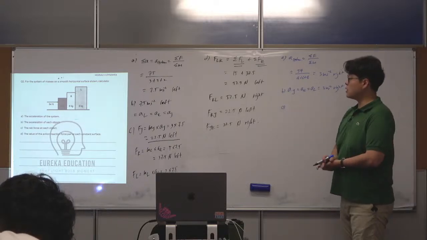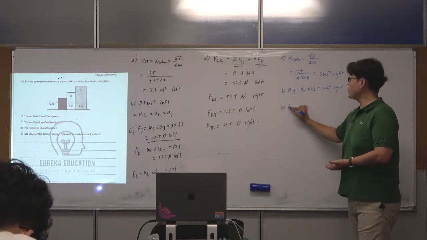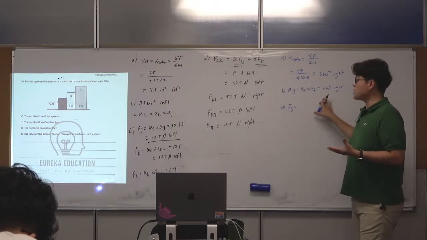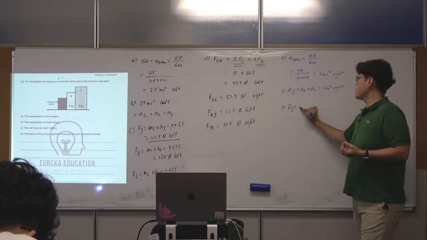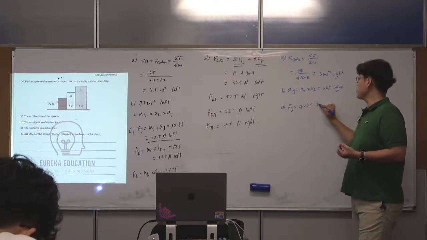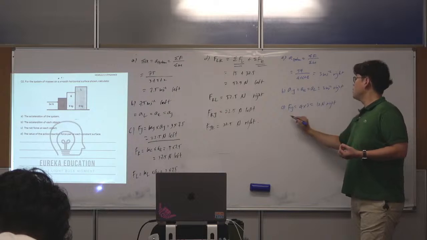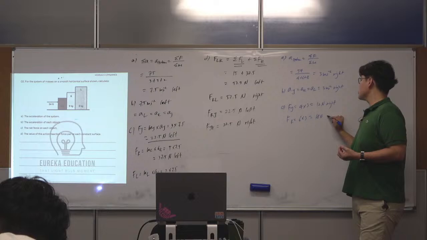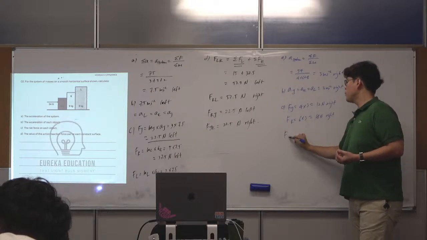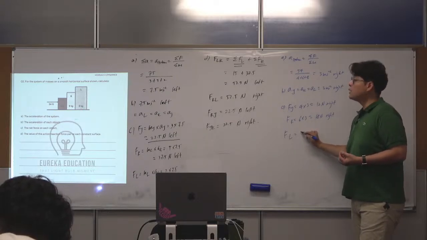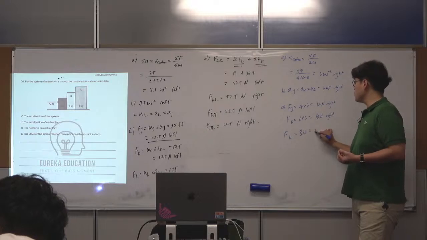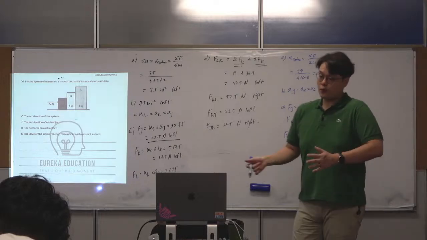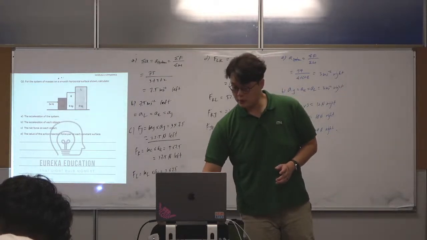Easy, up to here. Part C, the net force on each object. The force on J, now receiving the acceleration of 3 meters per second squared on a mass of 4, will be 4 times 3, giving you 12 newtons to the right. The force on K would be 6 times 3, giving you 18 newtons to the right. Lastly, the force on L would be 8 times 3, giving you 24 newtons to the right as well. So these are the net forces applied on each.